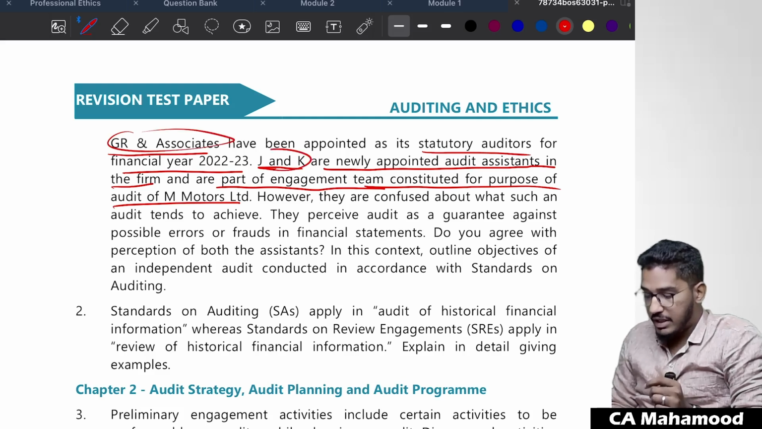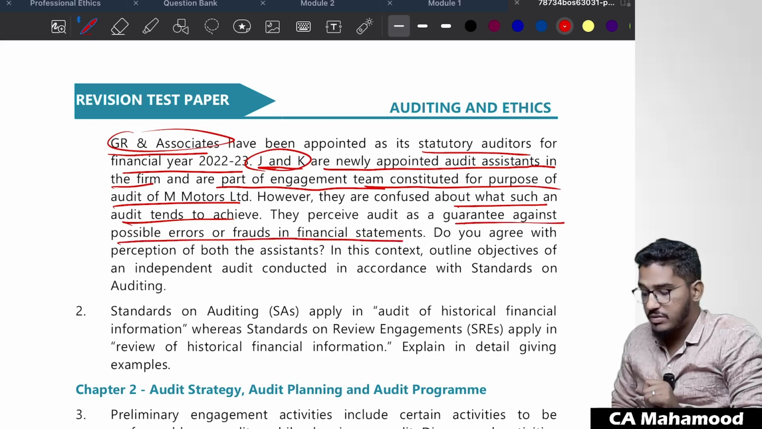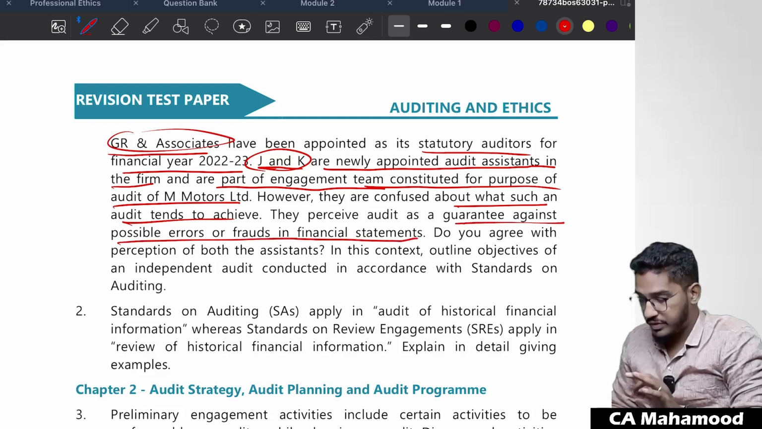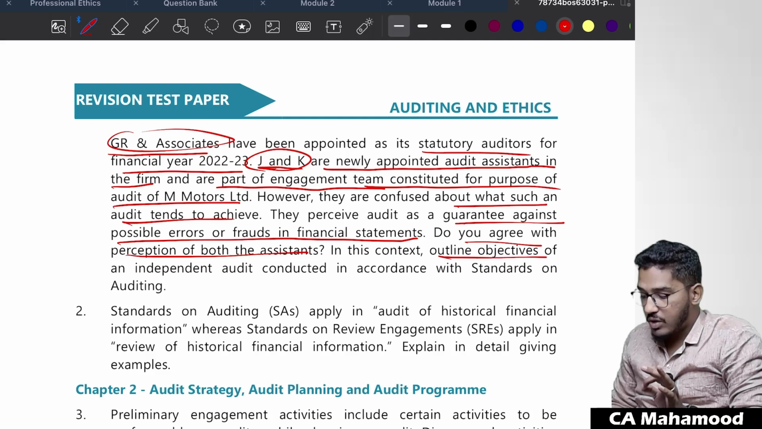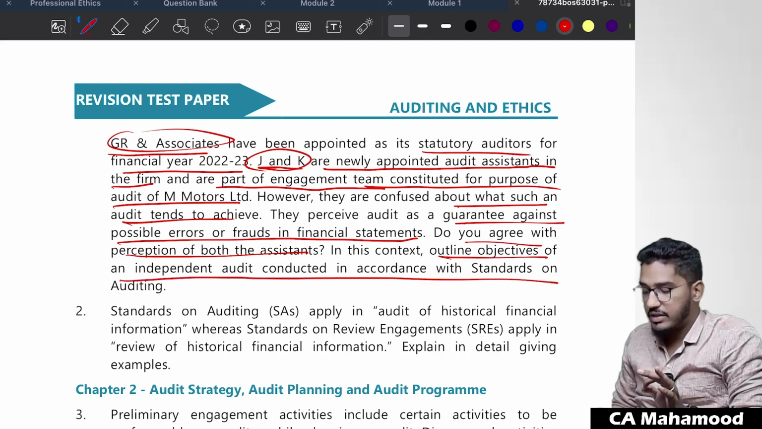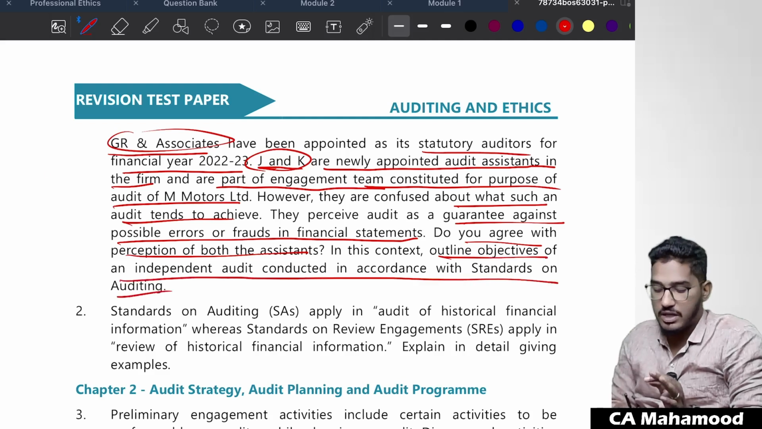Next one. In that team, two newly appointed article assistants are there. However, they are confused about what such an audit tends to achieve. They perceive audit as a guarantee against possible frauds and errors. Do you agree with that? No. Do you agree with the perception of both the assistants? No. In this context, outline the objectives of an independent audit conducted in accordance with the standards on audit. So they're asking you to write the objectives of the audit as per the standards on audit.